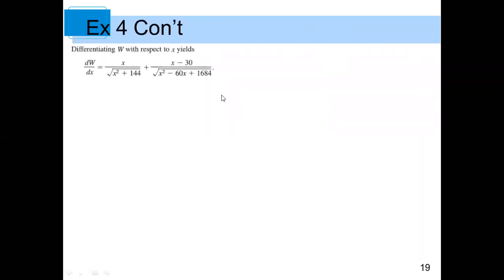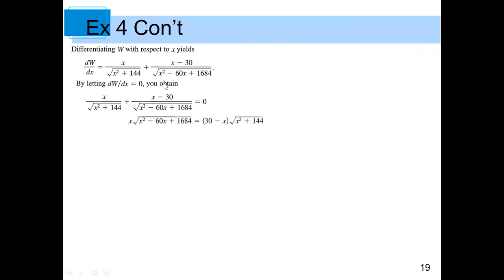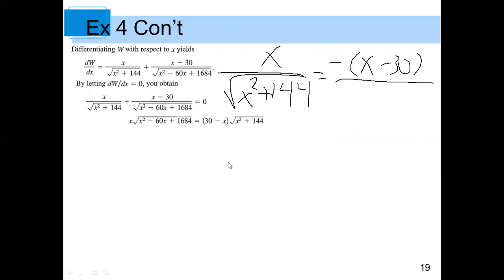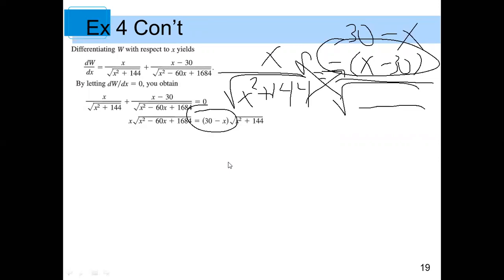So continuing on, I differentiate both of those with respect to x, and I get these crazy equations. So letting that equal 0, I get this. And then I put this one on the other side and cross multiply. Okay, you get this. Now here's what we did. We had x over the square root of x squared plus 144 equals negative (x minus 30) over the square root of everything that was in there. Now this negative (x minus 30), when you distribute the negative, you would have negative x plus 30, or 30 minus x. And that's why this changed to 30 minus x. And then you cross multiply by both of the square roots. And that's why the square root of x squared plus 144 ended up on this side and the other radical ended up on that side. Okay, I hope that was helpful to you.